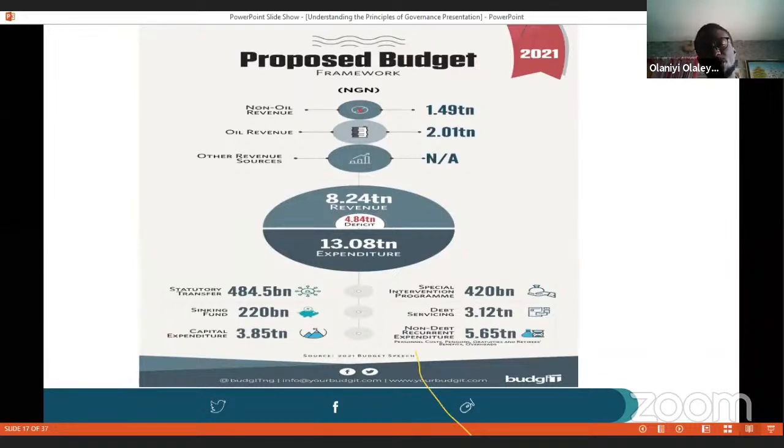The second one is the sinking fund, 220 billion. What do we mean by sinking fund? Sinking fund is the money set aside to retire maturing bonds. So for all the bonds that were obtained by the government, the sinking fund is already set aside to be servicing them. The third one is the capital expenditure.